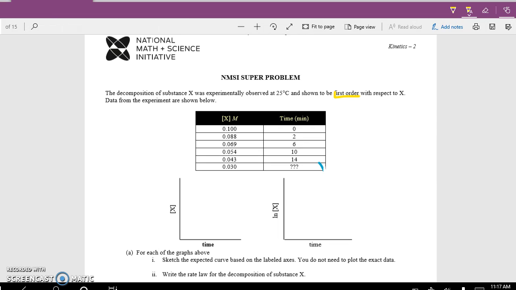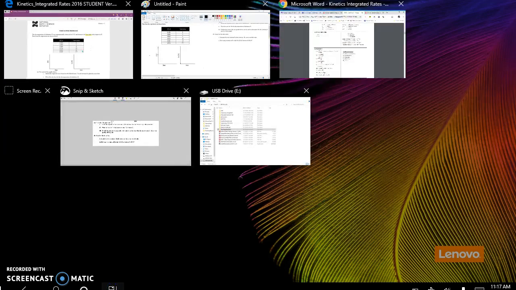As you can see, the data from the experiment is given below. Since it's a decomposition, the concentration of X is going to be changing over time. We are given 2 graphs. One is the concentration of X over time, and the other one is the natural log of the concentration of X. So it gave us a hint. Not only did it tell us it's first order, but it also told us what my dependent variable was going to be. Let's see what else they are asking us.